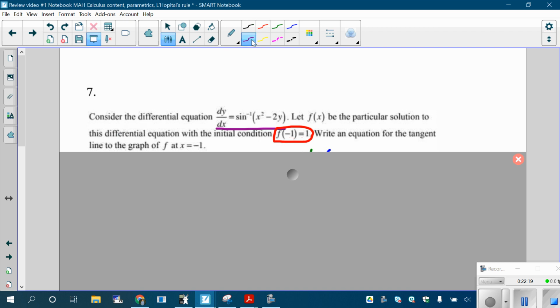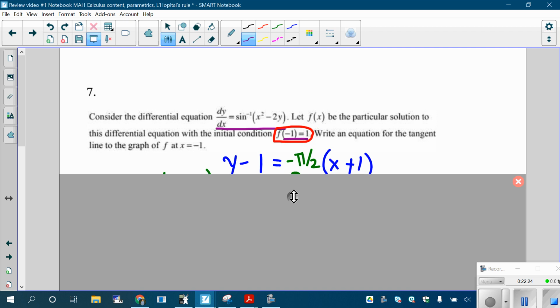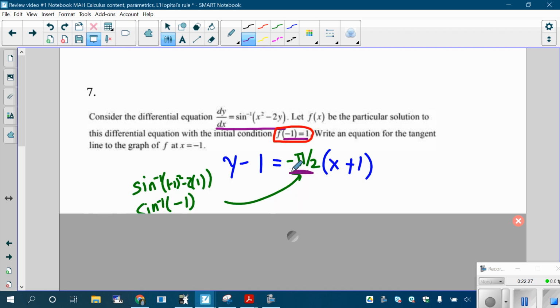Now, y minus y1 equals m times x minus x1. They give me the point. That's nice of them. What else do I need? I need the derivative. How do I find the derivative of f? Well, if f is a solution to this differential equation, then this is the derivative of f. I'll say that again. If f is a solution to this differential equation, then by definition, the derivative of f must be this. So how do I find the derivative at this point? I just plug it in.